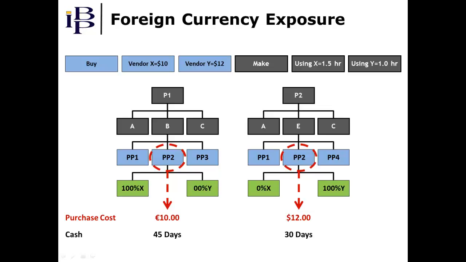Let's look at the cash flow example again, but now assume that vendor X is paid in euros. Our starting point is that all purchases for Product 1 are coming from vendor X, and all purchases for Product 2 are coming from vendor Y. This is denoted by the green boxes. Now we see what happens when mix changes, as denoted by the pink boxes.